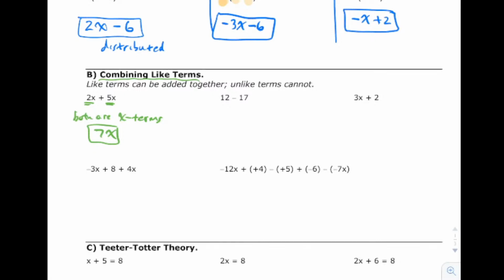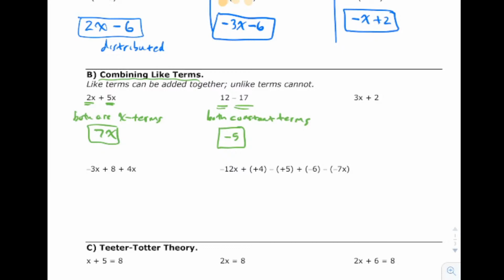Over here, are these like terms? The 12 and the minus 17? Yeah, those are both, we call them constant terms. Often you'll hear me just say number terms. But they're both the same. Neither one of them has an x in it, so they're both the same. And that means you can add them up. So you're adding up the 12 with the negative 17, or if you prefer 12 minus 17, either way you look at it, you get a negative 5.